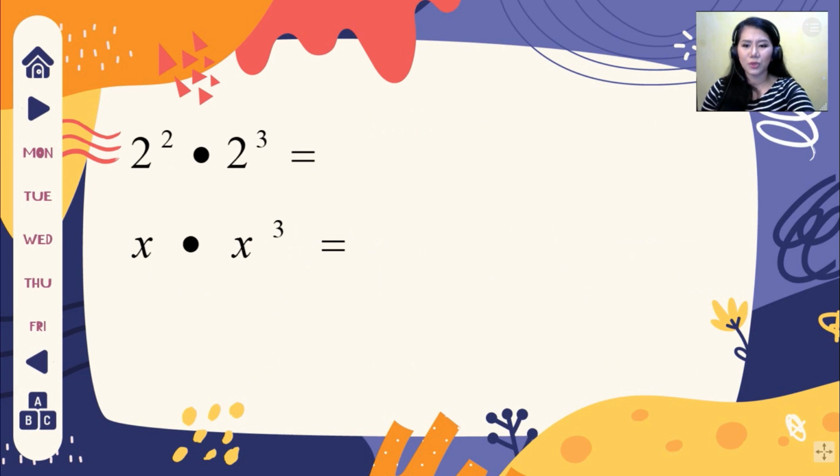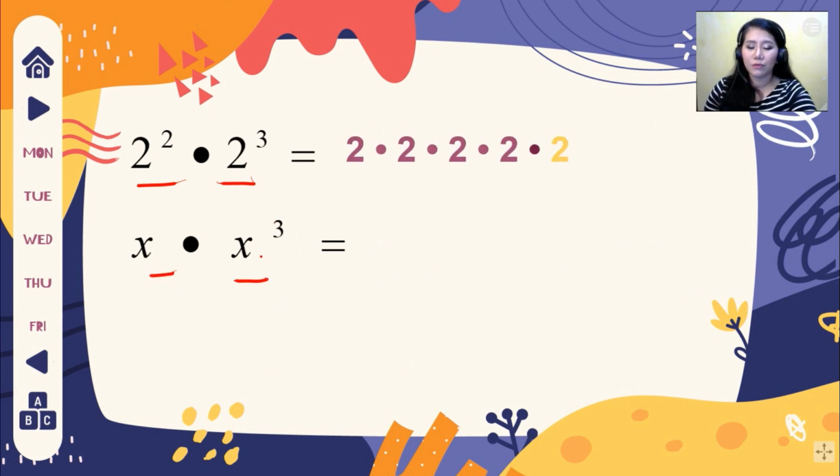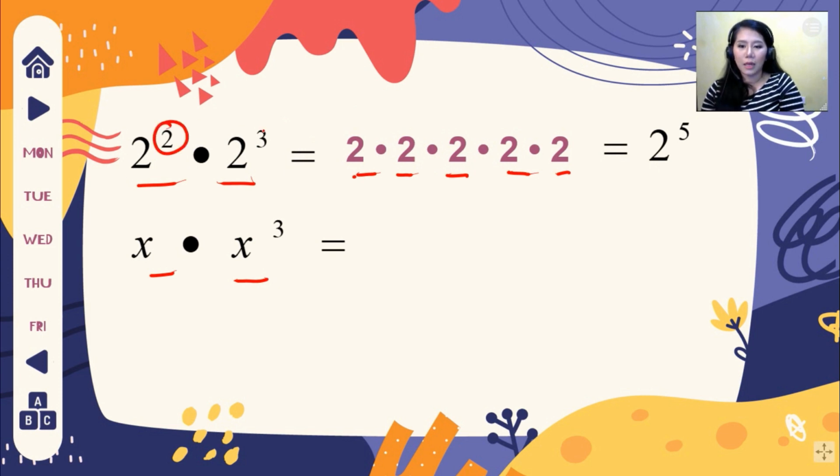If I have 2 squared times 2 cubed and x times x cubed, number 1, we have 2. Bakit to naging 2? Kasi ang ibig sabihin ng 2 squared, that means 2 times 2. So, ilang 2 na to? 1, 2, 3, 4, 5. So, yan. 2 raised to 5. Yan. Kita nyo? Pinag-plus lang yung exponent kaya naging 5.